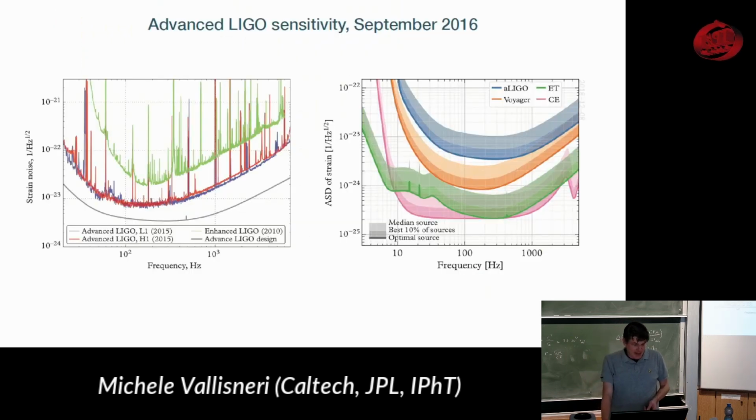So, sensitivity. This shows the design for LIGO versus what they obtained in 2015. I think right now, for the next science run, which is going to start in approximately October or November, joint with LIGO, Virgo, and also KAGRA, the Japanese detector, it's somewhere in between, still not at design.